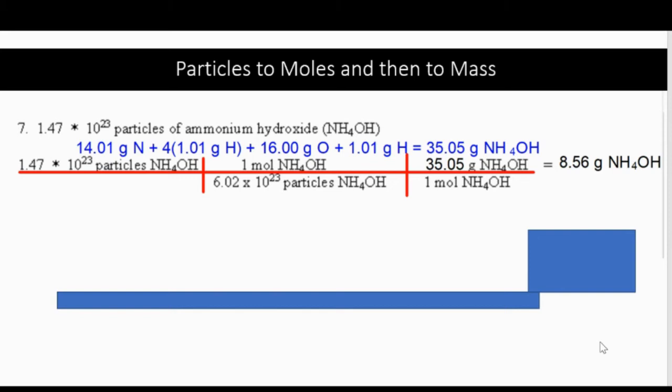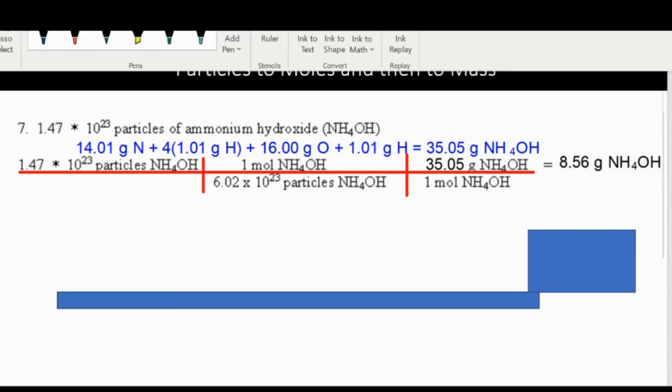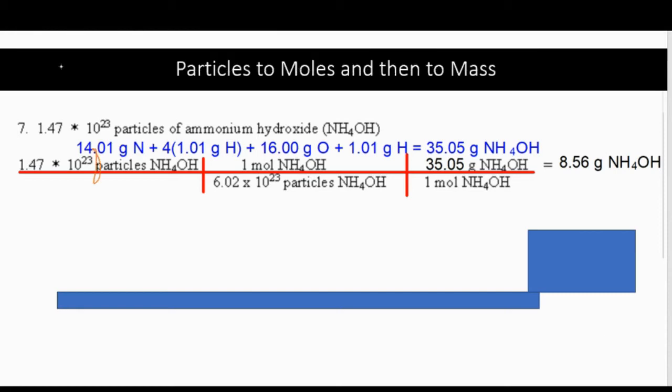Mr. Murphy, I'm not getting 8.56. I'm getting something completely different. Make sure that when you are doing these big scientific notation things, you put them in parentheses. So I would have typed 1.4 times 10 to the 23rd. I would have multiplied it by 1, and then I would have divided it by Avogadro's number, again in parentheses, multiplied it by 35, and then divided it by 1. The key here is if it's on top, you're multiplying. If it's on the bottom, you are dividing.